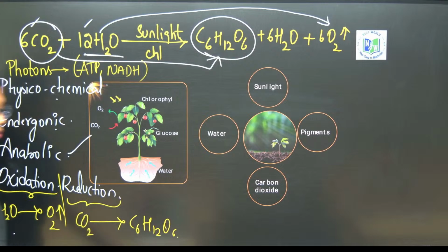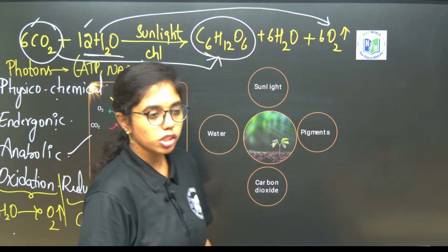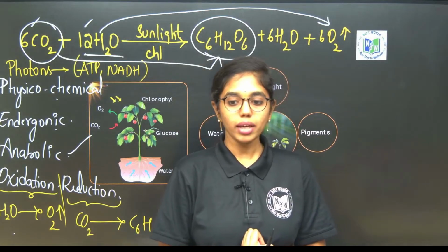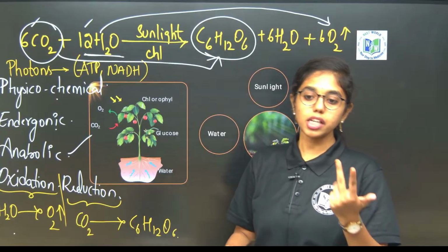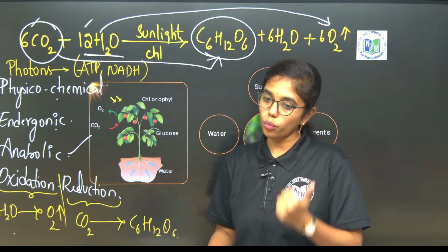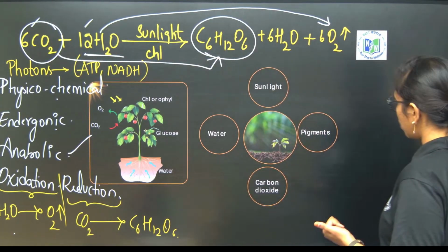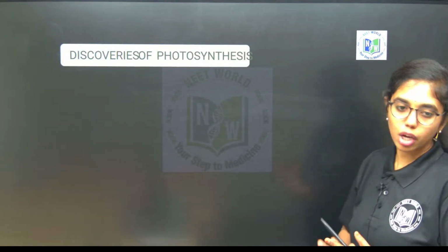Clear, right, with all the synonyms? Now you tell me. Photosynthesis is also called as physico-chemical process, endergonic process, anabolic process, oxidation reduction reaction. Very good. Now we will look into the discoveries of photosynthesis.